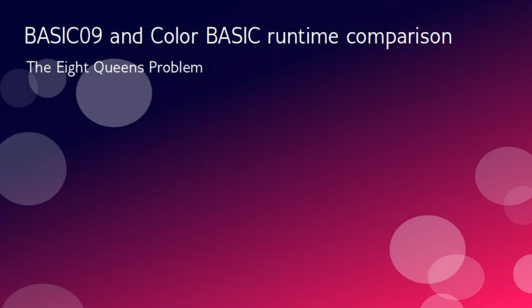However, the BASIC09 version uses BASIC09 data types. Using types Color Basic lacks, for example integer or Boolean, is no more cheating than using BASIC09's superior control flow structures and procedures, which Color Basic also lacks. Here goes.